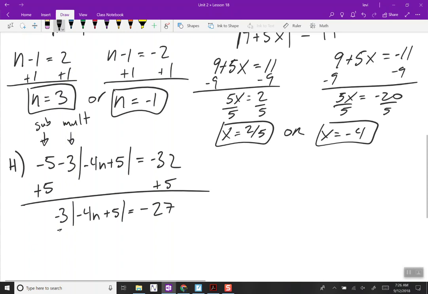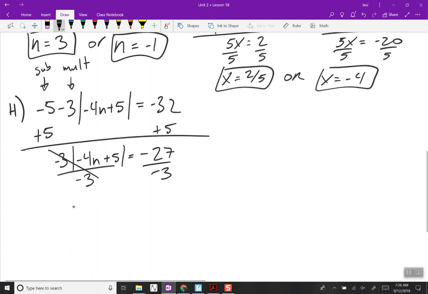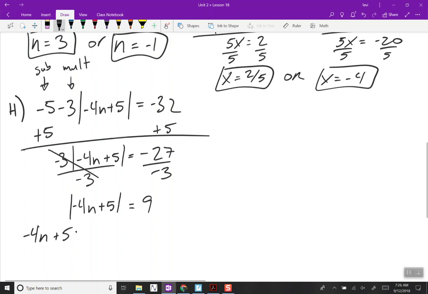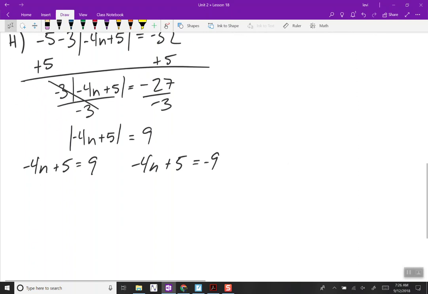Now, what undoes multiplying by negative 3? Dividing by negative 3. That gets those away. It simplifies to 1. So we've got the absolute value of negative 4n plus 5 equals 9. And now we should be able to do this problem, no problem. Negative 4n plus 5 equals 9, and negative 4n plus 5 equals negative 9. Subtract 5 from both sides. Negative 4n equals 4. Divide by negative 4.